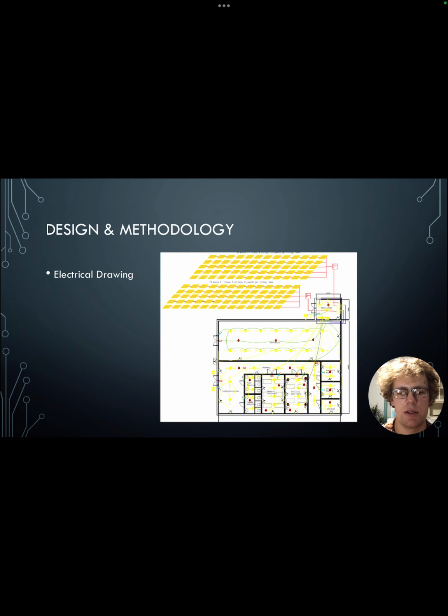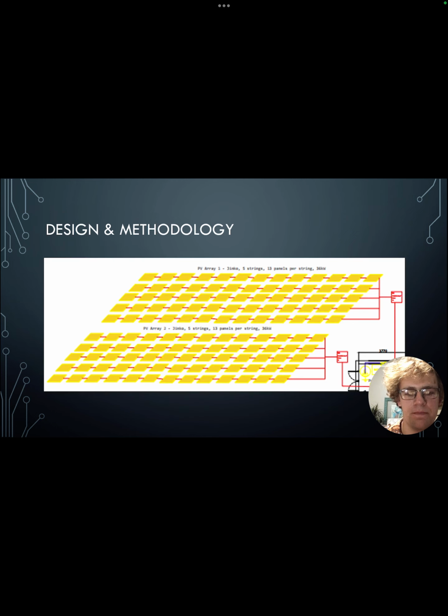Alright, design and methodology. So this is the full electrical drawing. Please refer to the report and annexures in the report to review the electrical drawing. But this is the overview of the electrical drawing. It indicates the arrays of ground-mounted solar panels. That's on the top. And then we have a power room that was added to the hospital as it was given before. And then basically all of the electrical layout is shown throughout the hospital the way it's prioritized and planned. This is just a quick overview of the solar array.